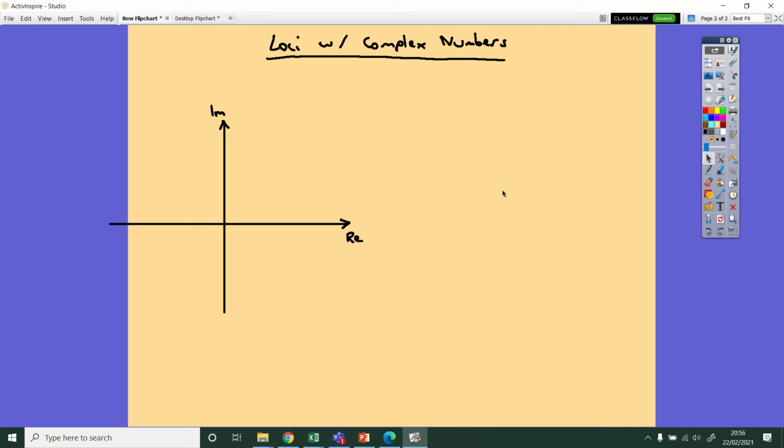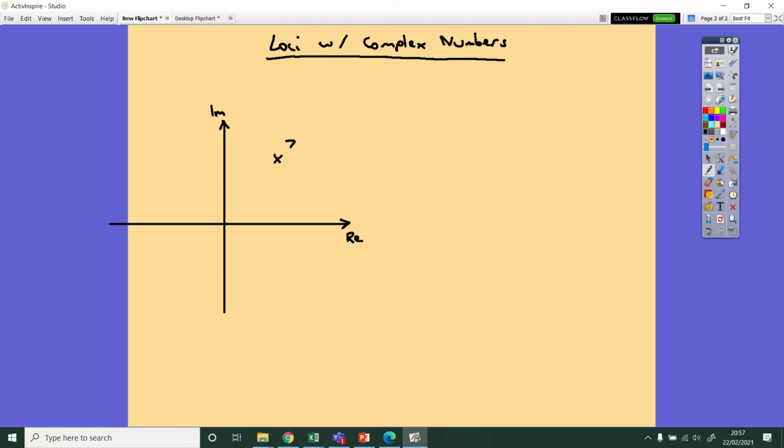This video is going to be a review of doing loci with complex numbers. So I'm going to start off with my Argand diagram, which obviously gives your complex numbers in 2D. And normally these questions are going to be to do with the modulus and argument of a complex number. So let's quickly review that.